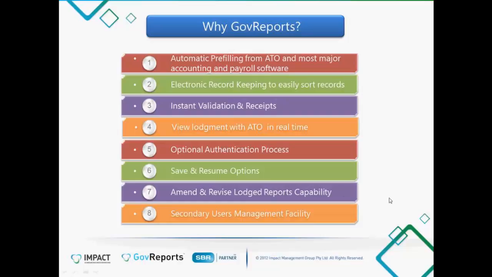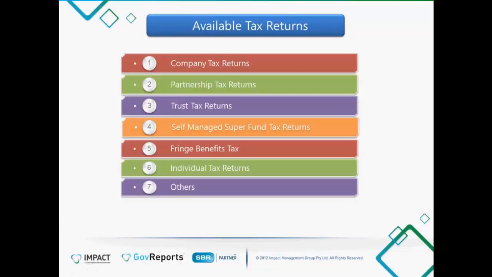So that's generally the features. Currently, for the available tax returns in Gov Reports, we cover all the tax returns. All tax returns come with full schedules as well. So company tax return, partnership, trust, SMSF annual return, fringe benefit tax, individual tax return, all from 1 to 5. All of that is through SBR.